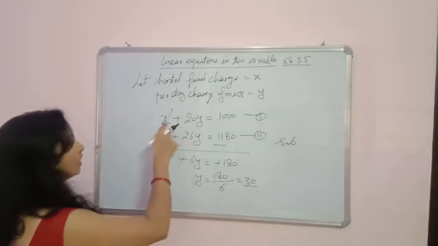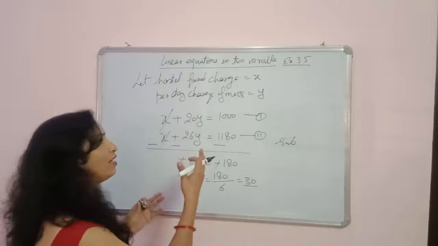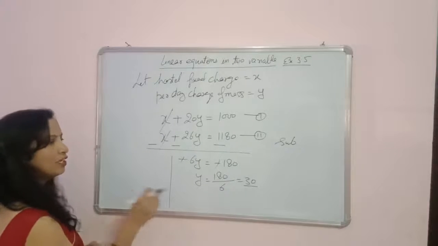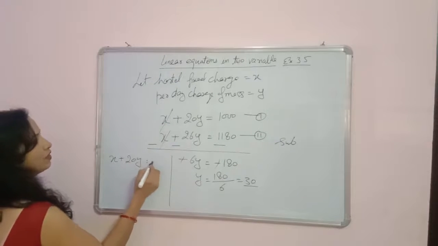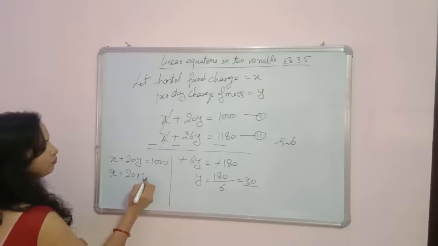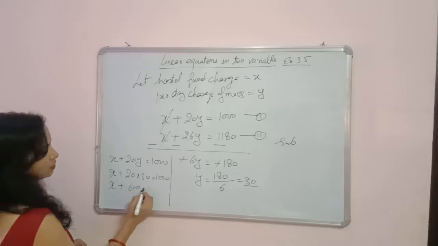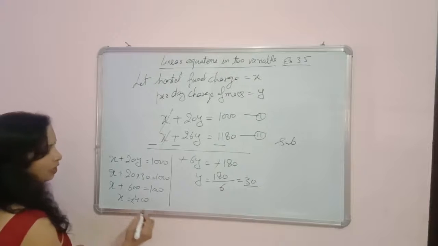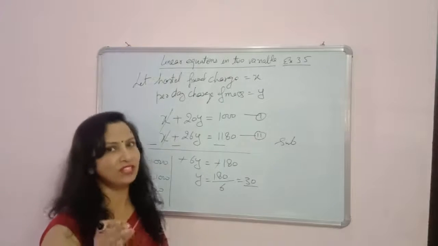Now how can we find the value of x? We can put this value of y in either of the equations, like 1 or 2. So suppose I am putting the value of y in equation 1. X plus 20y is equal to 1000 rupees. Then x plus 20 into 30 is equal to 1000. It means x plus 600 is equal to 1000. Then what is the value of x? It is 400 rupees. Again, it's very important that you write the unit with the values.